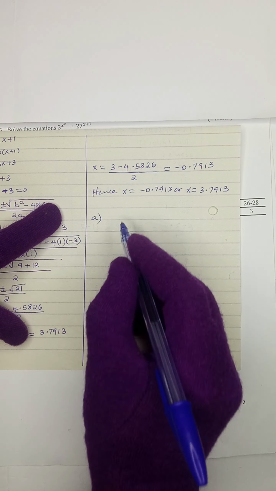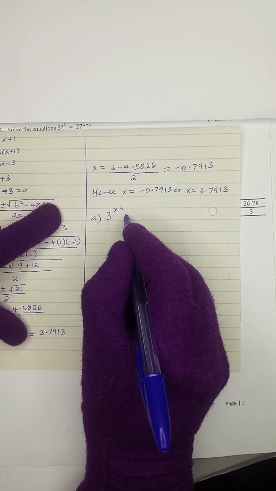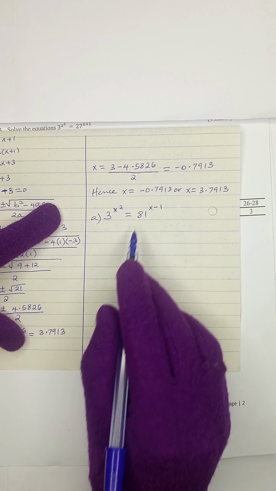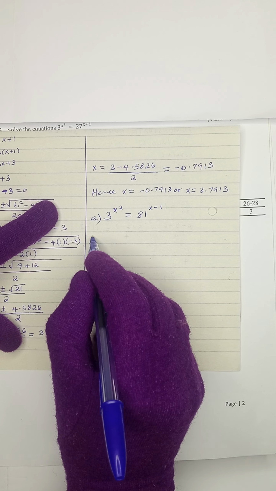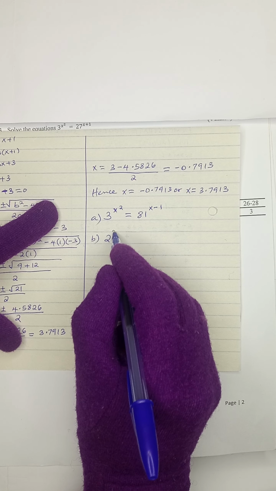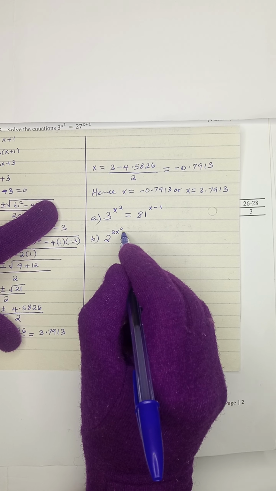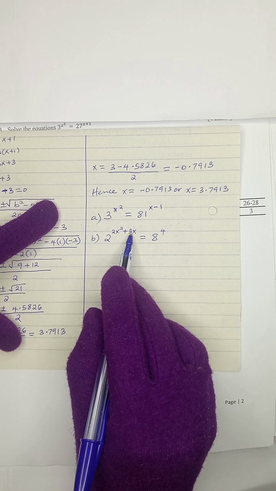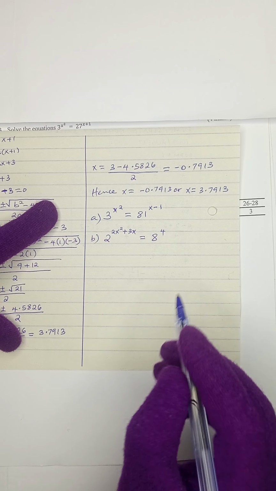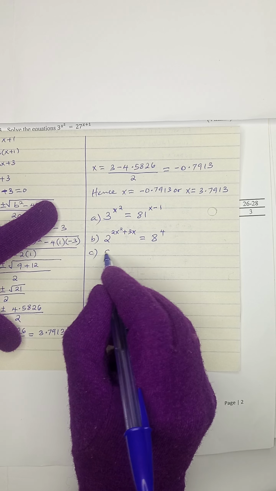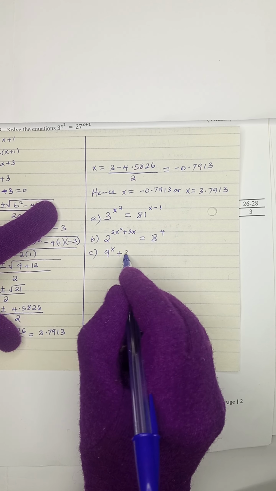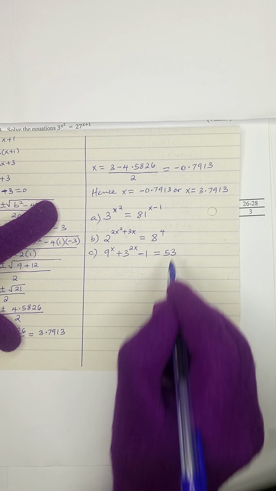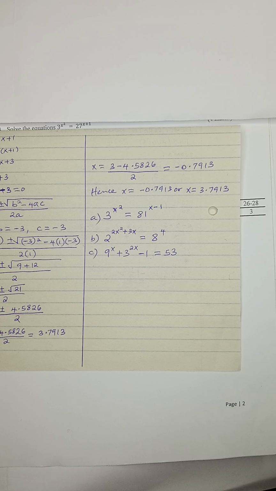I want you to try these three questions so that you can be sure you've understood the area. The first question I want you to try is 3 power x squared is equals to 81 power x minus 1. Secondly, I want you to try 2 power 2x squared plus 3x is equals to 8 power 4. 2x squared plus 3x, they are all powers. Then here we have power 4. Then lastly, C, I want you to try 9 power x plus 3 power 2x minus 1 is equals to 53. So try these three questions. In case of any challenge, kindly reach out.